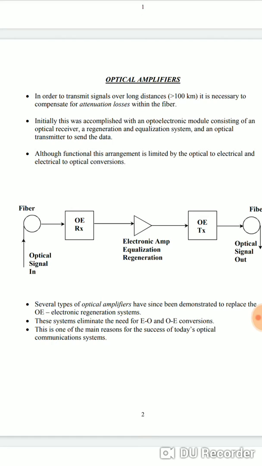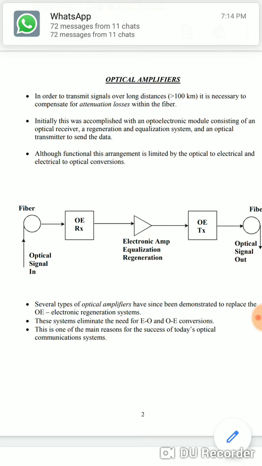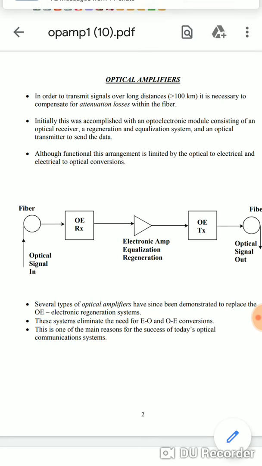So the next question is why we use optical amplifiers. Whenever we are transmitting the signal for short distance transmission, the amplifiers are not required. But when it comes to long distance transmission, there are losses in the optical fiber communication system. All those losses we have studied in chapter number 2 in detail. So in order to compensate for the attenuation losses, we have to use optical amplifiers. Usually when the transmission distance is greater than 100 kilometers, we have to use optical amplifiers.